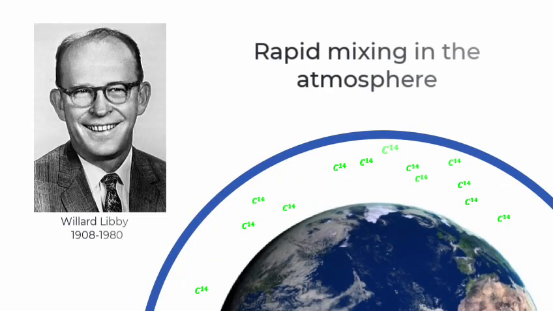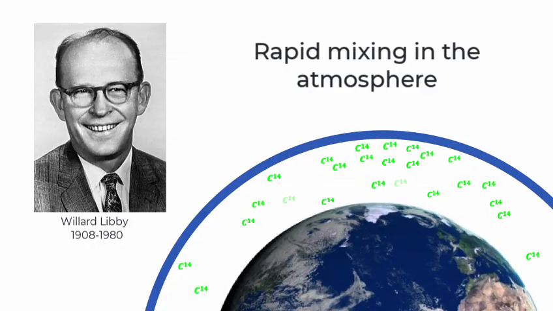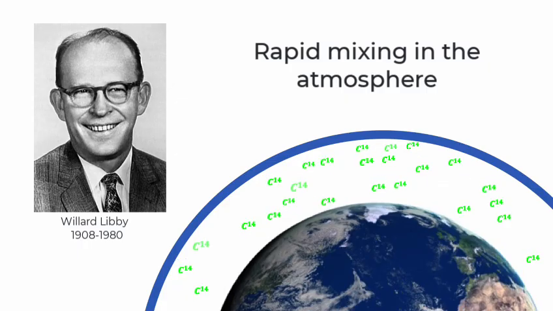For Libby, rapid mixing processes are important because they allow him to argue for a sufficiently steady state of the C14 concentration in the atmosphere. A time-dependent C14 concentration would mean that you would first need to know the C14 concentration in the atmosphere when the organism died in order to calculate the age of a sample. Therefore, one must know when the organism died in order to calculate when the organism died.